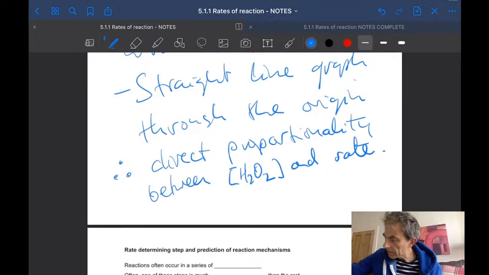Yep, this is a required practical. You would have to be able to describe this kind of a reaction, okay?